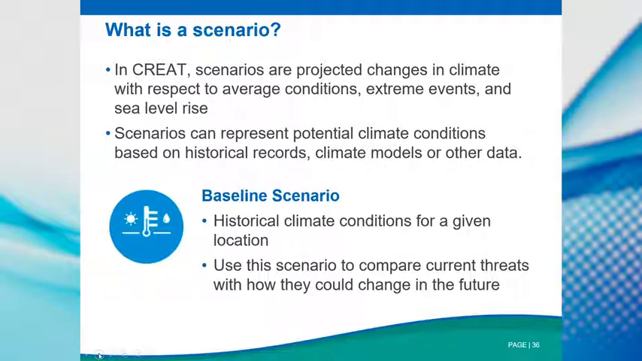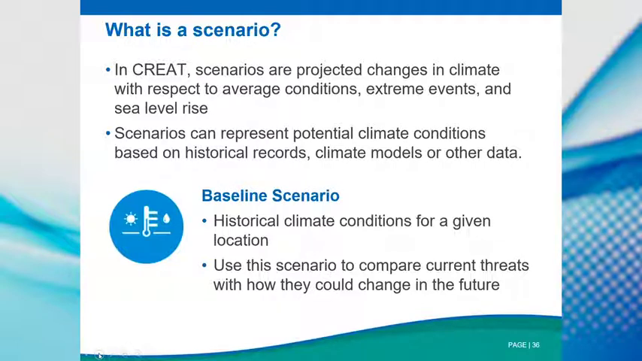So you remember in module 1, we typed in the location of the Poarch Band of Creek Indians Utility Authority. That is where we're going to get climate data. It's going to look at that location behind the scenes, under the hood, and pull in historical climate conditions for that location. And you basically create what's called a baseline scenario, in order to compare how the current threats might change in the future.